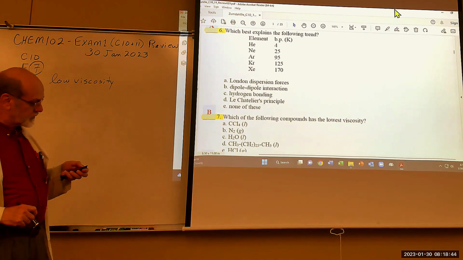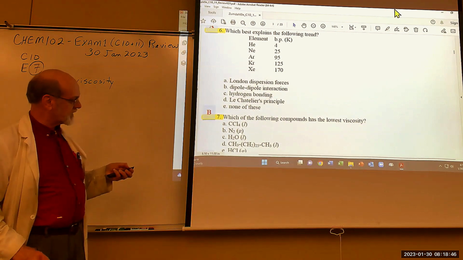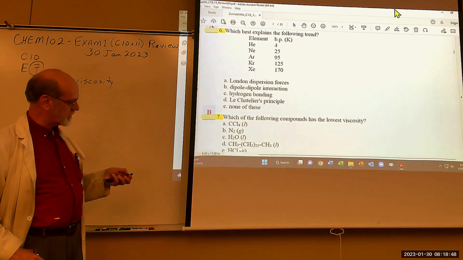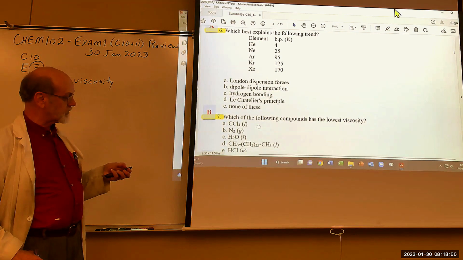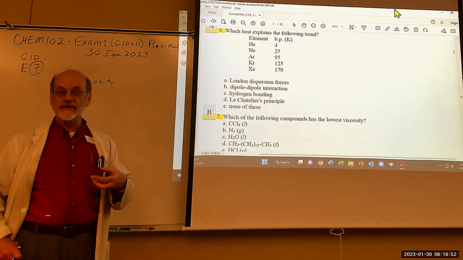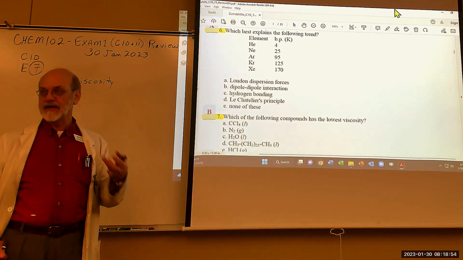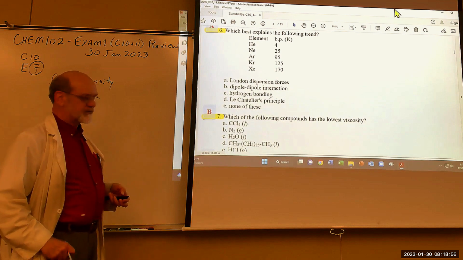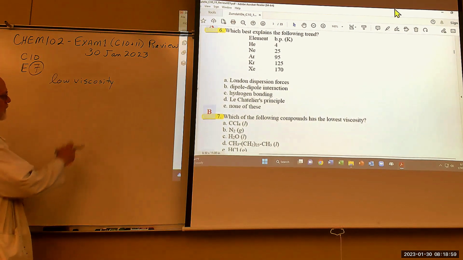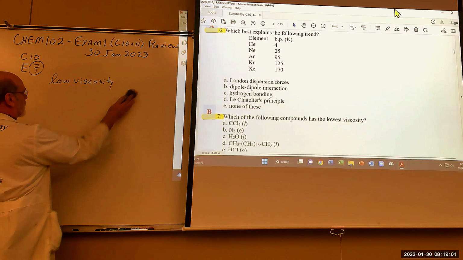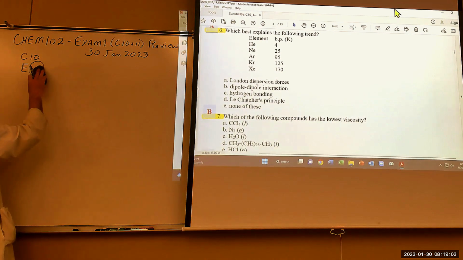The other thing you can do is look at the state. You're given the state here, gas and gas. So you can throw the liquids all out because gases are less viscous than liquids by definition. That's another way to look at it. So the answer is B. Nitrogen is the least viscous of all those given.